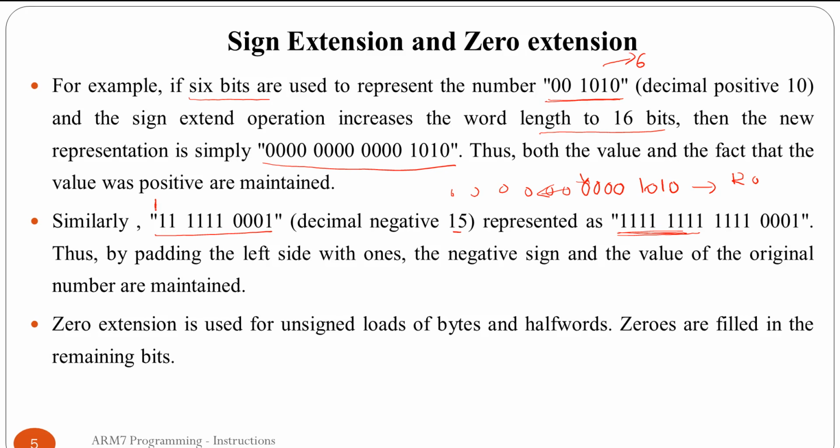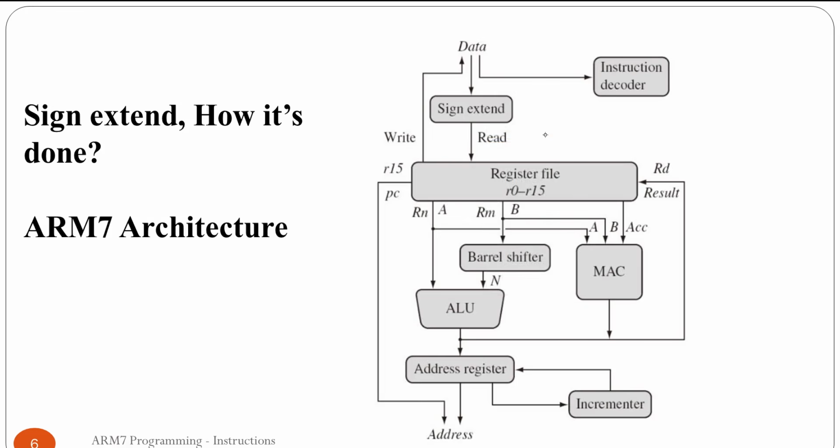Zero extension is used for unsigned loads of bytes and half words. Zeros are filled in the remaining bits. So this is the example. Next is the architecture: how is sign extend done? In the ARM we have this sign extension block. If we are taking 8 bits of data from the memory, then we must convert this data into 32-bit wide, either by using sign extend or zero padding. In that case, this sign extend block is used, and then it is loaded into the registers.